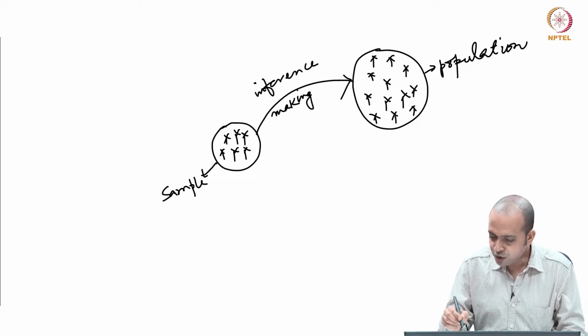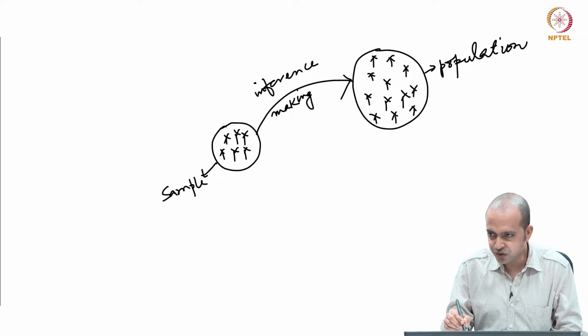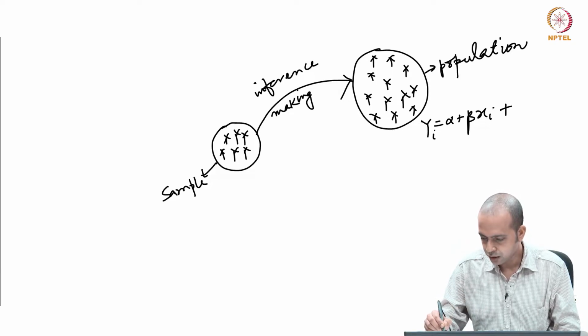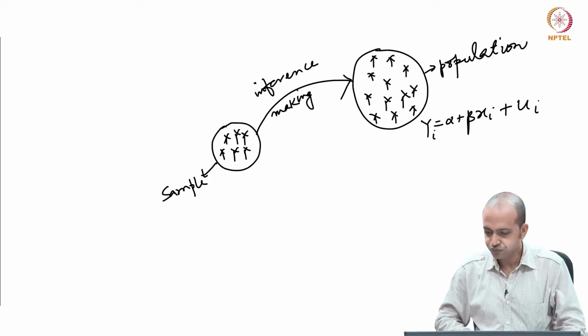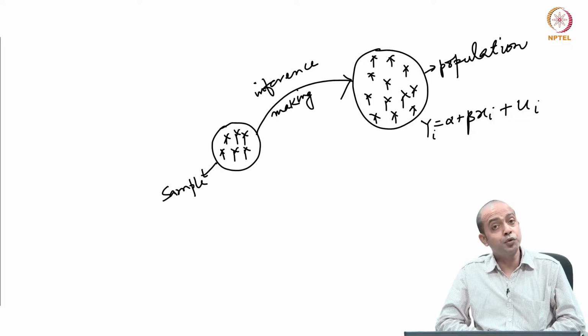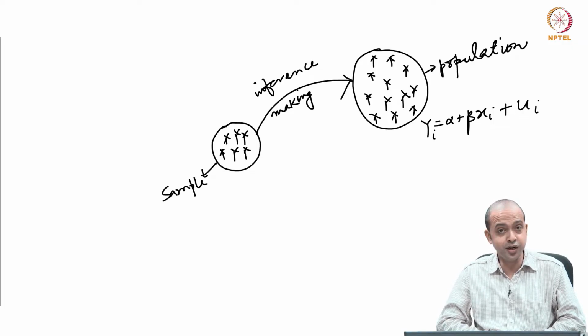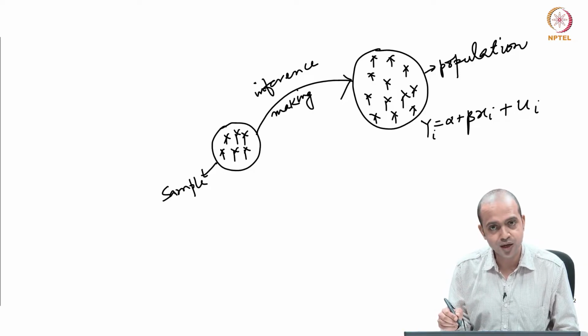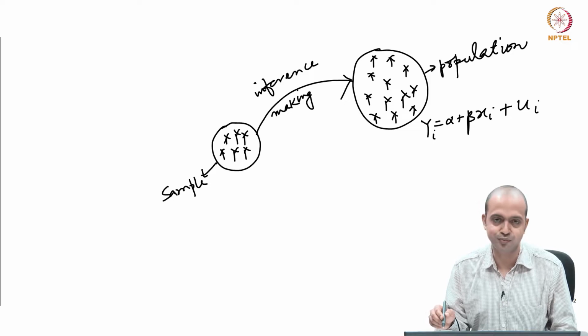So, in terms of the population, what is the particular econometric model that we have specified? Yi equals alpha plus beta xi plus ui. Now, earlier when we were talking about mathematicians' objective and mathematical models, we were talking about only yi equals alpha plus beta xi. We never introduced this ui term there.